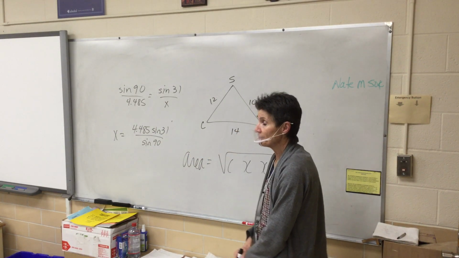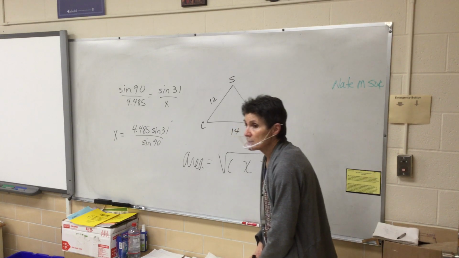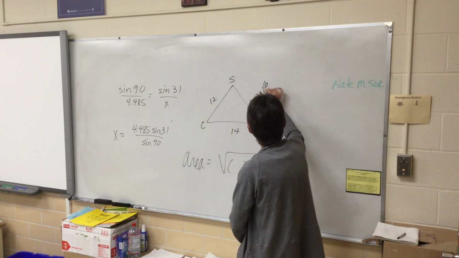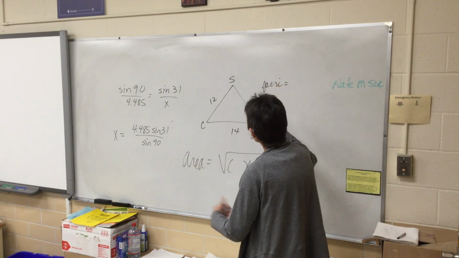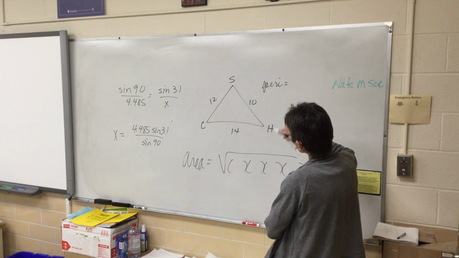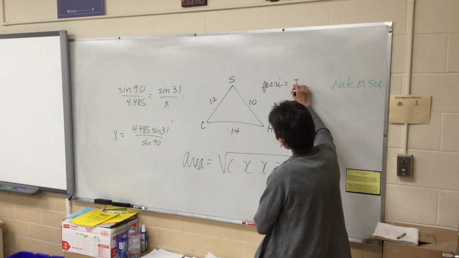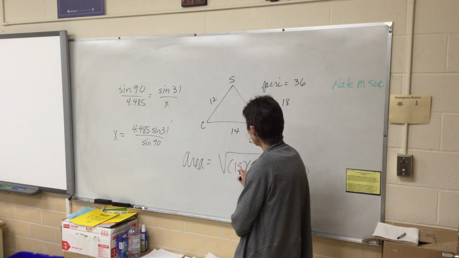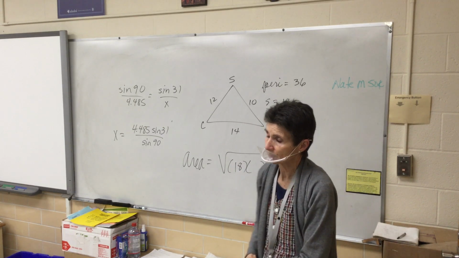What's the first thing we have to find if we are doing Hero's formula? Gotta find the perimeter of the triangle and then divide it by half, or divide it by 2. So the perimeter of the triangle is 36. So the semi-perimeter will be 18, and that is our starting number.